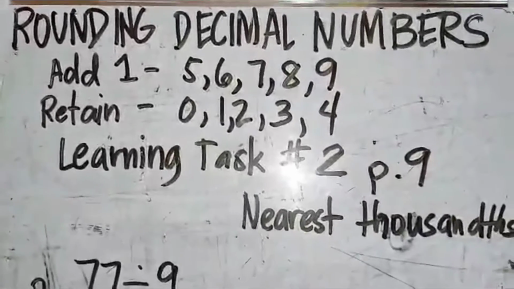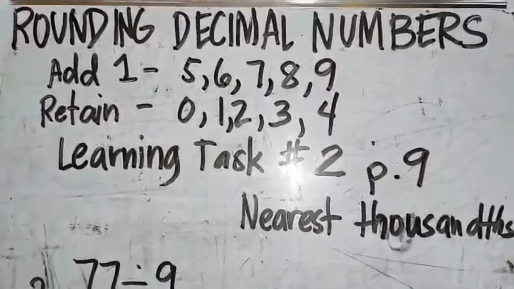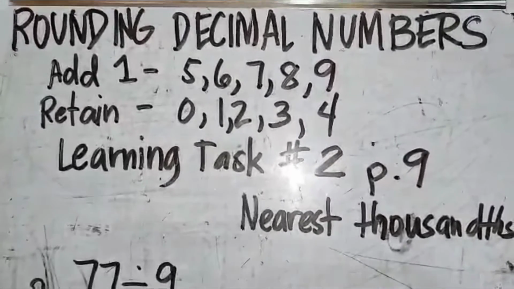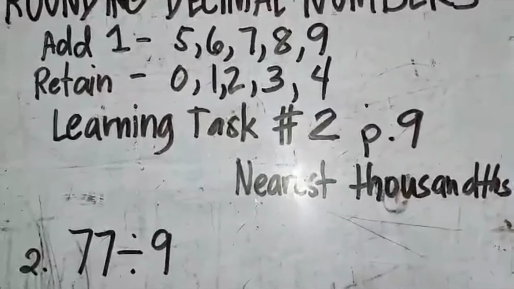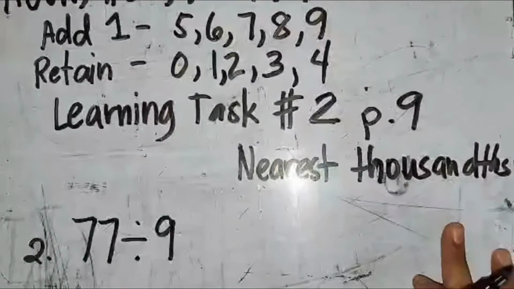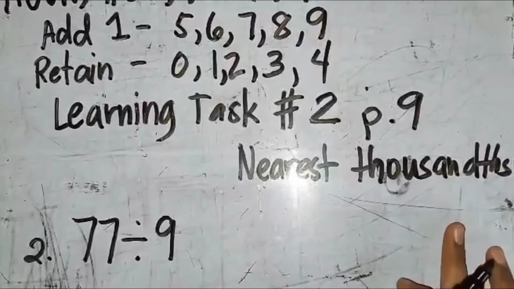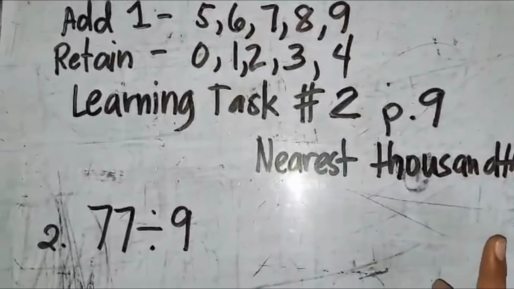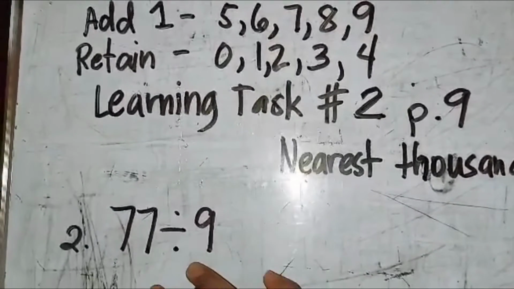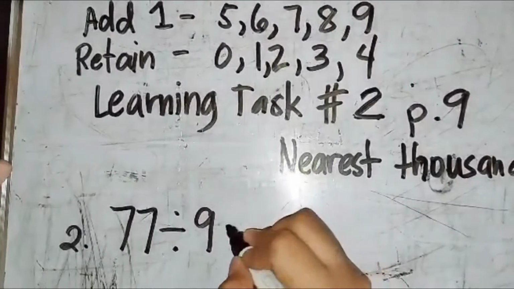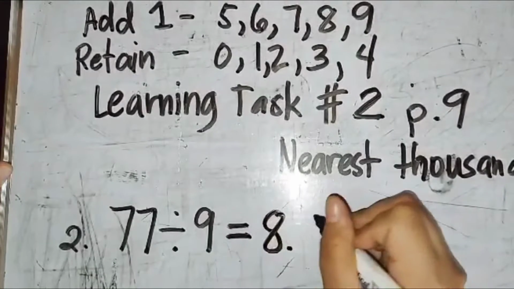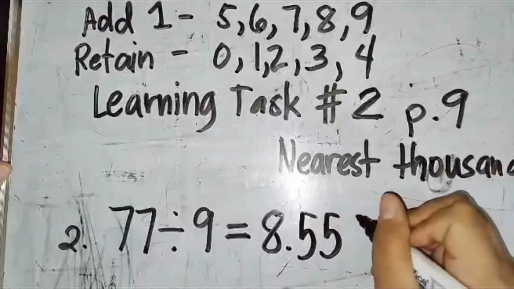Okay, for learning task number 2, still on page 9, you can use calculator na lang, para hindi kayo mahirapan. Kasi ang goal naman natin dito is to round the decimals to their nearest thousandths. So ginawa na sa inyo yung number 1, gawin natin yung number 2. Kasi that is 1 to 6. Okay, so number 2, 77 divided by 9. Pag inano mo yun sa calculator, so the answer would be 8.50.